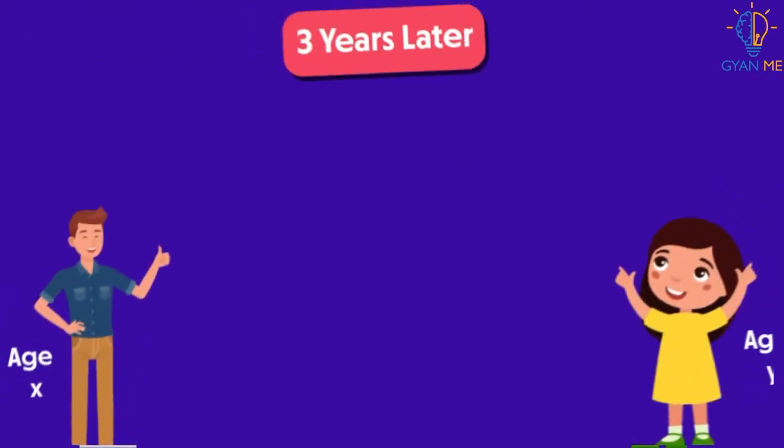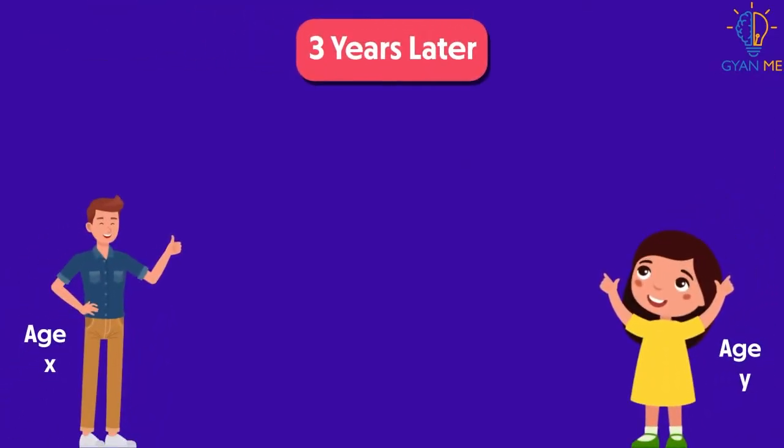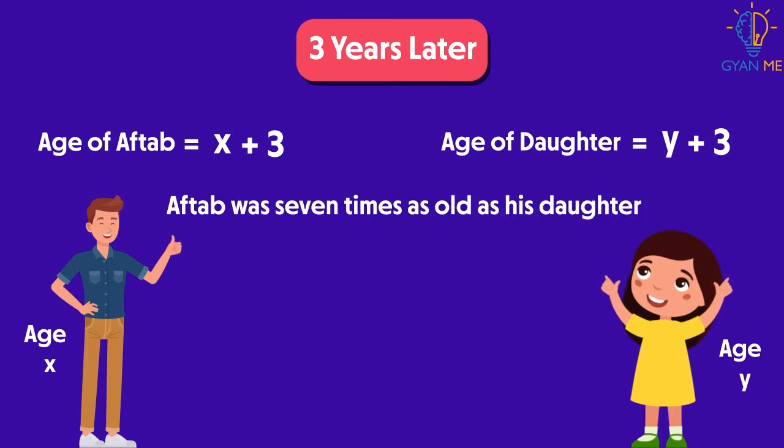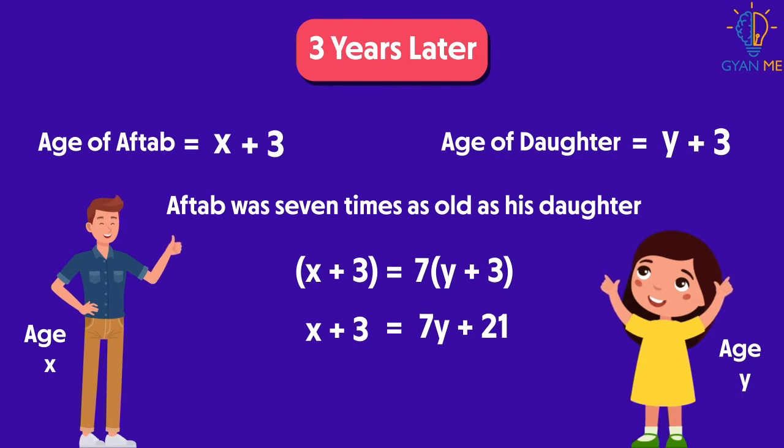Now, as per second condition, 3 years from now or 3 years hence means we have to add 3 to their present ages. Thus, 3 years later, age of Aftab is equal to x plus 3 and age of daughter is equal to y plus 3. Hence, as per the given conditions, x plus 3 is equal to 7 into y plus 3, which gives us x plus 3 is equal to 7y plus 21, which gives us x minus 7y is equal to 18, which is our equation 2.